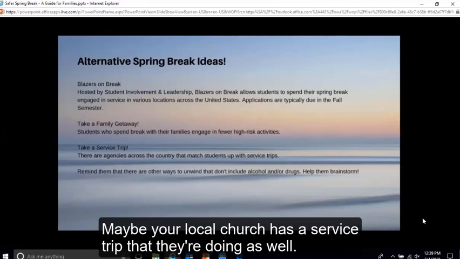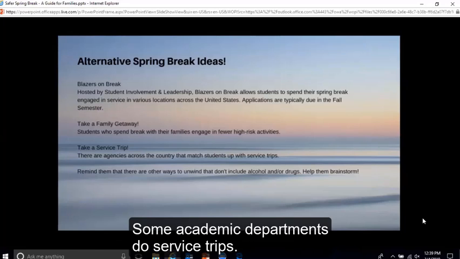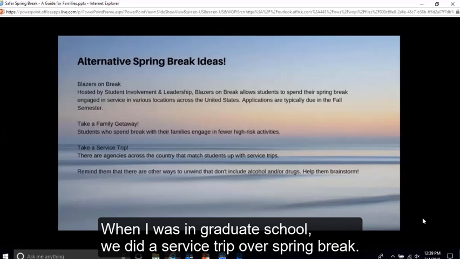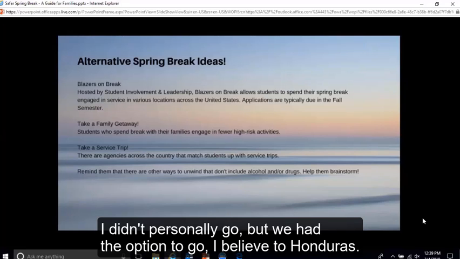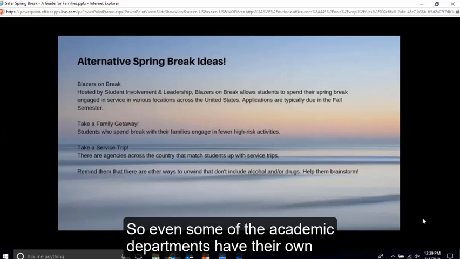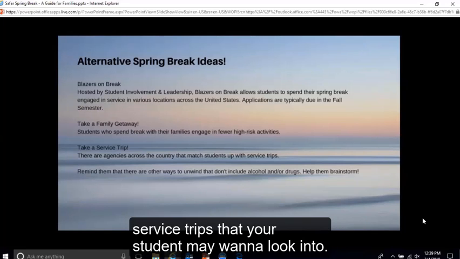Maybe your local church has a service trip that they're doing as well. Some academic departments do service trips. When I was in graduate school, we did a service trip over spring break. I didn't personally go, but we had the option to go, I believe, to Honduras. So even some of the academic departments have their own service trips that your student may want to look into.